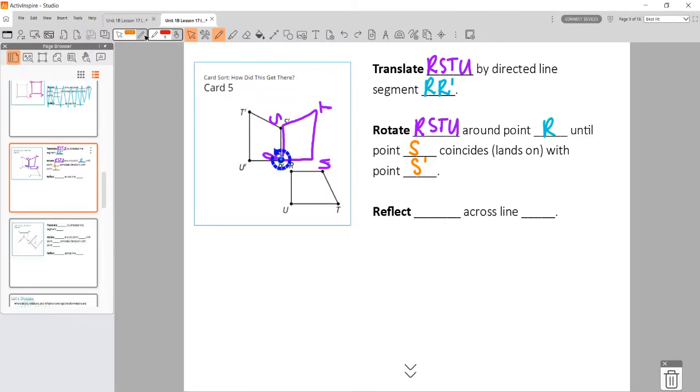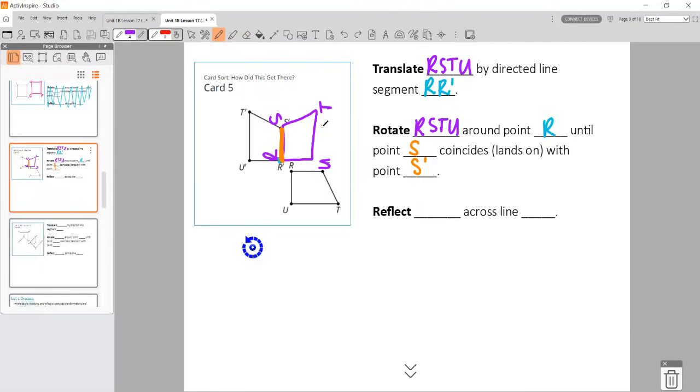Now we have S and S prime matched up, as well as R and R prime. So now we've got this segment connected, but we don't have the rest of the shape, so we still need to do a reflection. And now you can hopefully see that if we reflect, T will land on T prime and U will land on U prime. So now our last thing to do is just reflect.